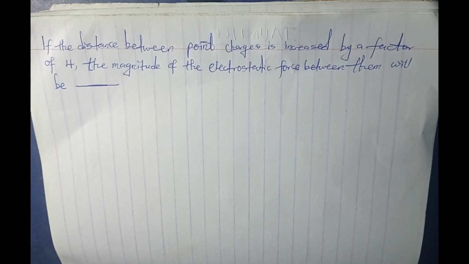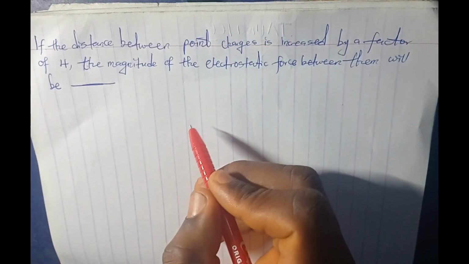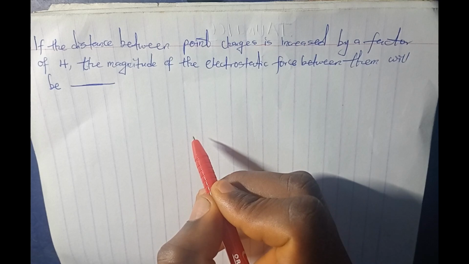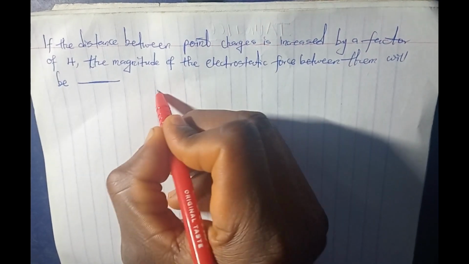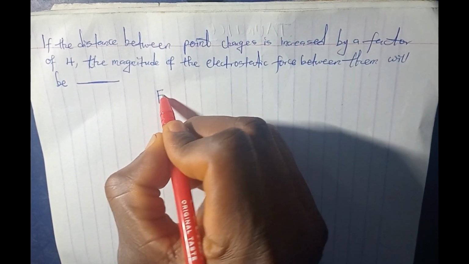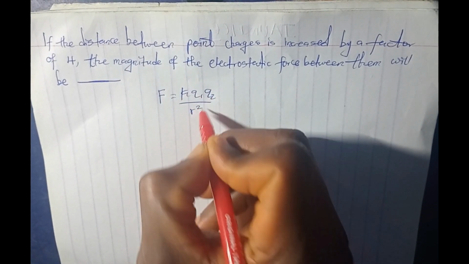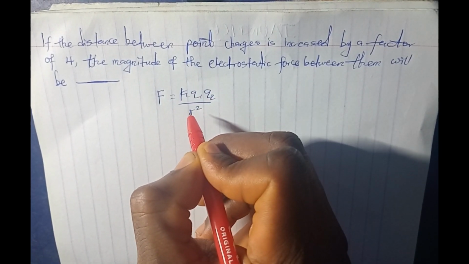The distance between point charges is increased by a factor of 4, the magnitude of the electrostatic force between them will be dash. Excuse me, what are these people asking? Since they are bringing about electric field, that's static electricity, Coulomb's law. We remember that Coulomb's law says that the force of attraction or repulsion is given by KQ1Q2 all over R squared. Now, let's read the question again.